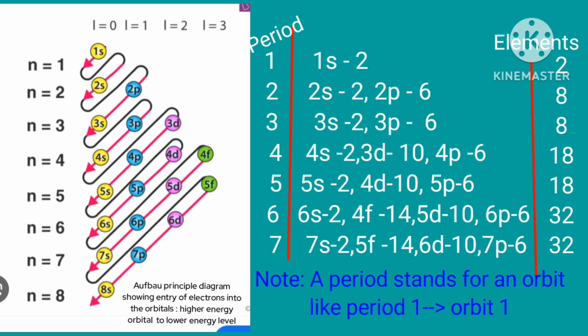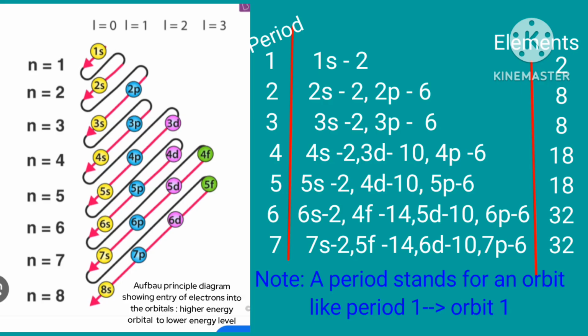Before actually going to the study of the formation of periodic table, let us try to understand how the electrons enter the orbits and orbitals as shown in this diagram. Aufbau principle. It is surmised that electrons enter the orbits and orbitals in the increasing order of their energy levels.